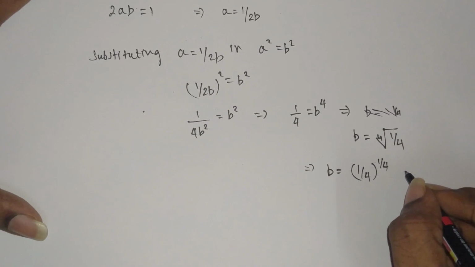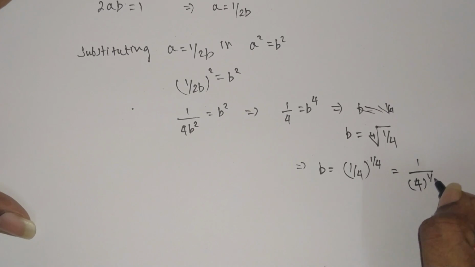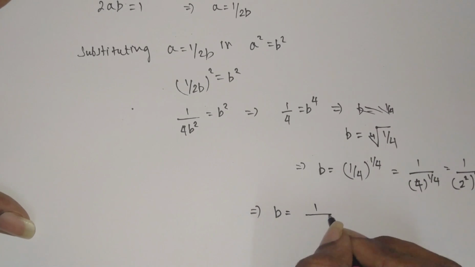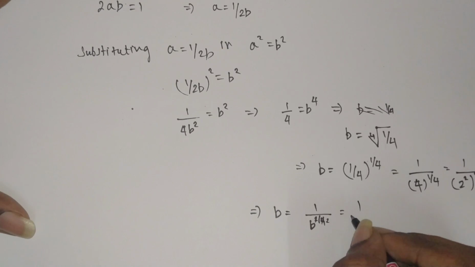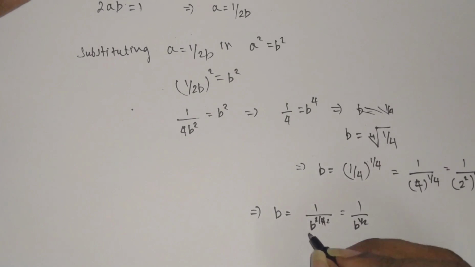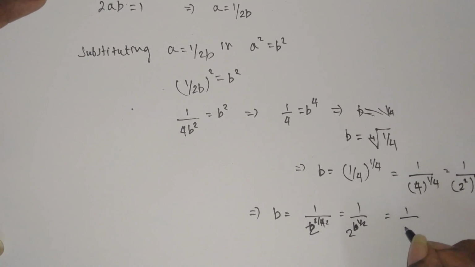So breaking down, 1 to the power 1 by 4 is 1 by 4 to the power 1 by 4. So 4 can be written as 2 power 2, which is 1 by 2 power 2 into 1 by 4. So further breaking it down, we will get b equal to 1 by 2 to the power 2 by 4. So cancelling 2 and 4, we will get 1 by 2, which is equal to 1 by 2 power 1 by 2. Sorry, it is not b, it is 2. I have made a mistake. I am just changing. It is 2, not b. So we will get b equal to 1 by root 2.